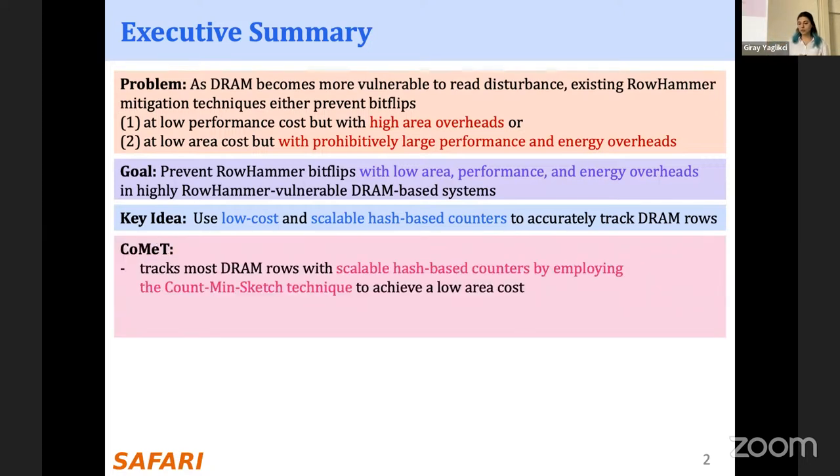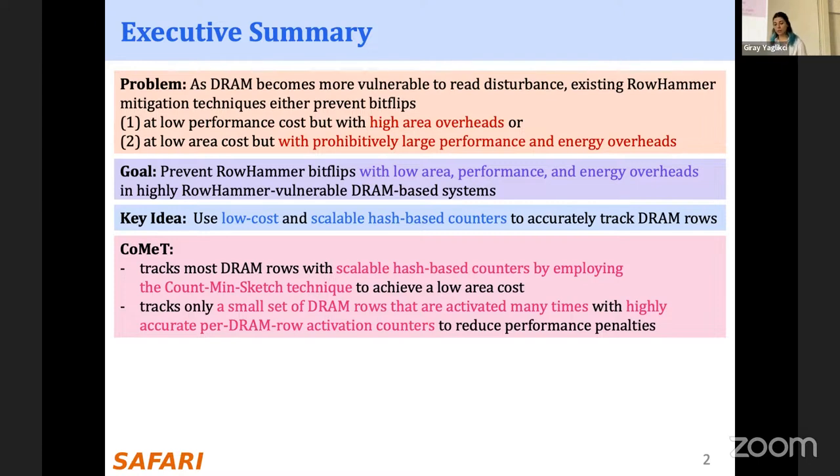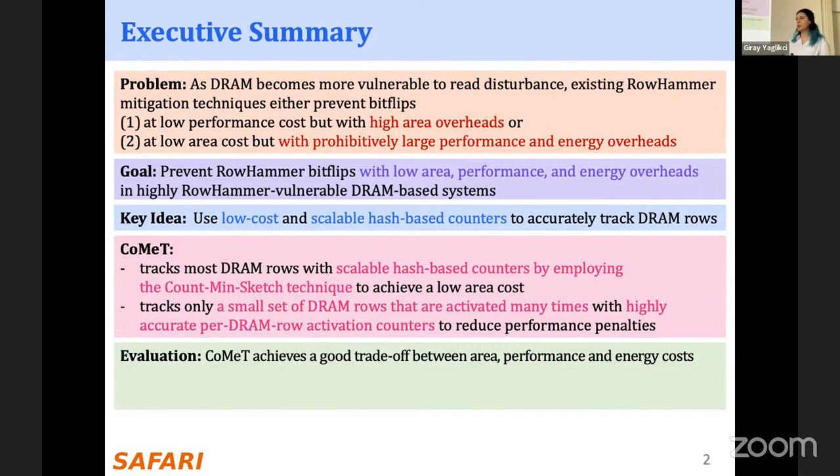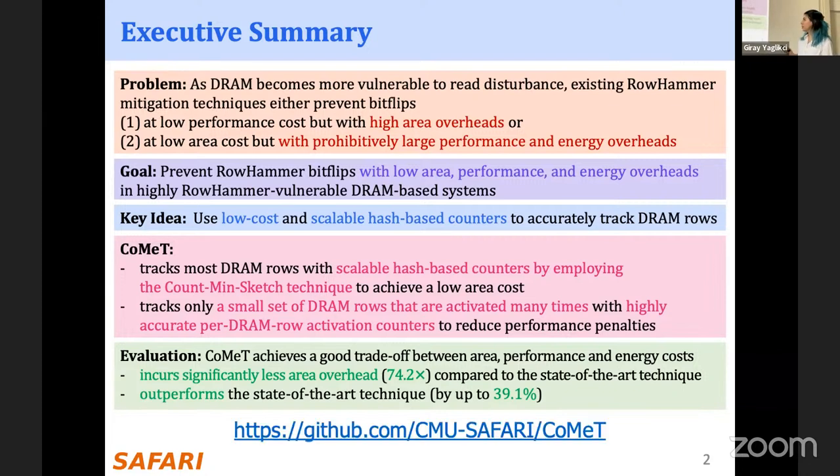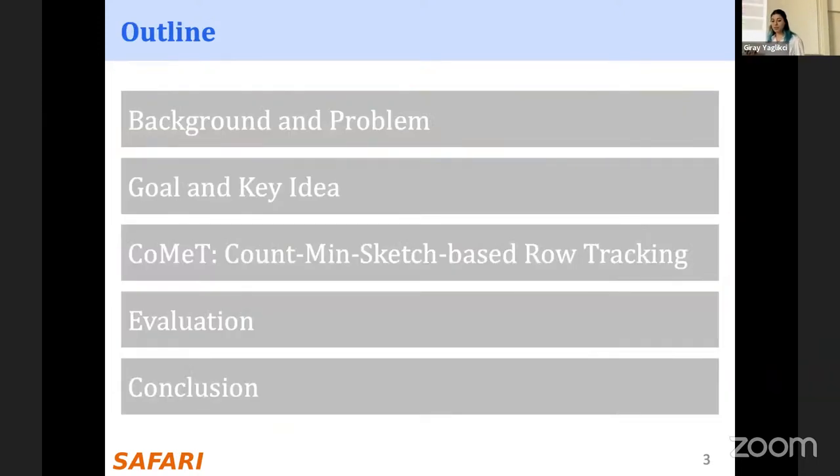CoMeT tracks most DRAM rows with scalable hash-based counters by employing the Count-Min Sketch technique to achieve a low area cost, and it tracks only a small set of DRAM rows that are activated many times with highly accurate per-DRAM-row activation counters to reduce the performance penalties. Our comprehensive evaluations show that CoMeT achieves a good trade-off between area, performance, and energy cost by incurring significantly less area overhead and outperforming state-of-the-art mitigation techniques. And CoMeT is open source and artifact evaluated, and you can check our GitHub repo and see our source code and all our data. So this is the outline of my talk.